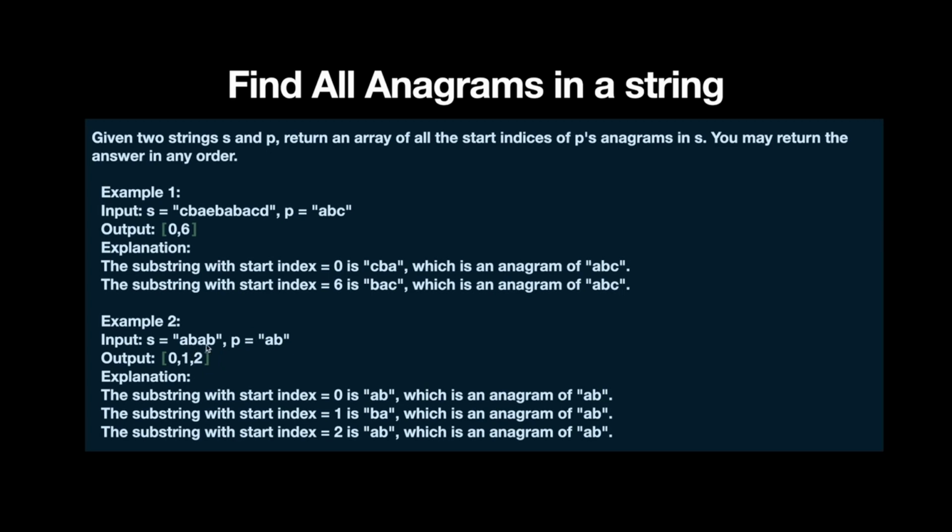Similarly, for AB, we have input P as AB. For AB we have to check. So AB is an anagram of AB, so at index 0. BA is also an anagram of AB, so at index 1. And AB, again we get AB at index 2, right? So 0, 1, 2, at all these indexes we are getting an anagram of AB, so that is our resulting output.